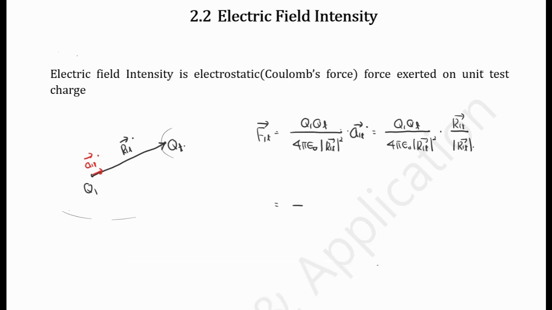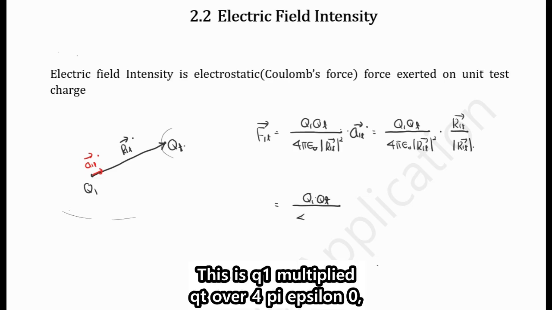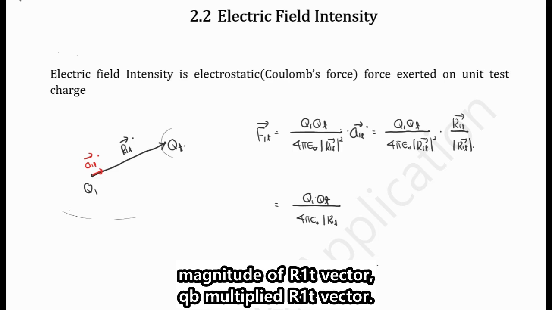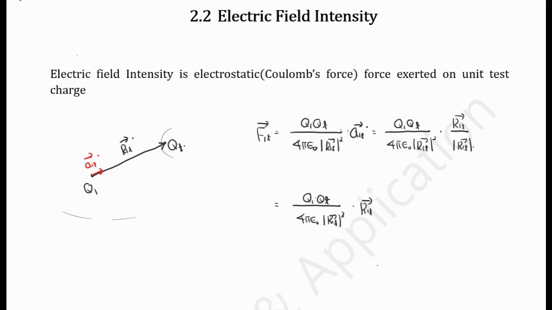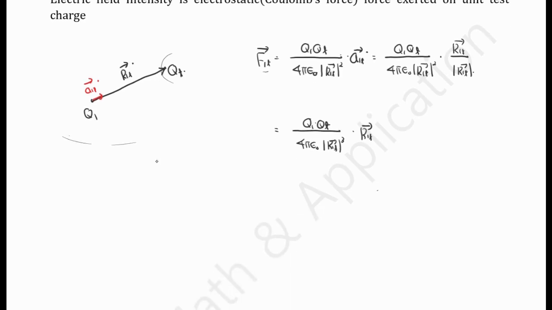This is Q1 multiply Qt over 4 pi epsilon 0 magnitude of R1t vector cubed multiply R1t vector. This is F1t vector.